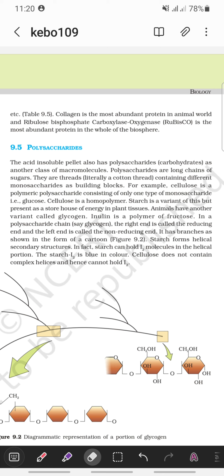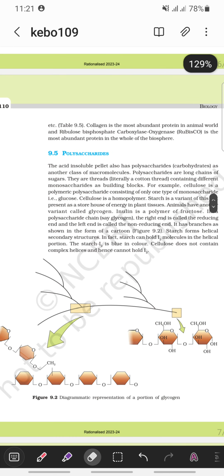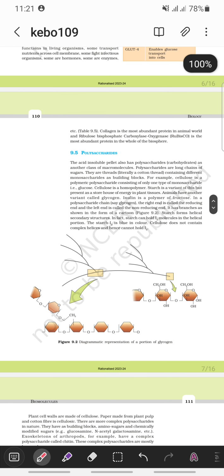Animals have another variant called glycogen. Inulin is a polymer of fructose. In a polysaccharide chain, say glycogen, the right end is called the reducing end and the left end is called the non-reducing end. It has branches, as shown in the form of a cartoon in Figure 9.2. Figure 9.2: Diagrammatic representation of a portion of glycogen.